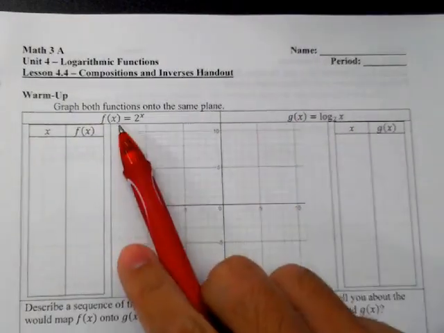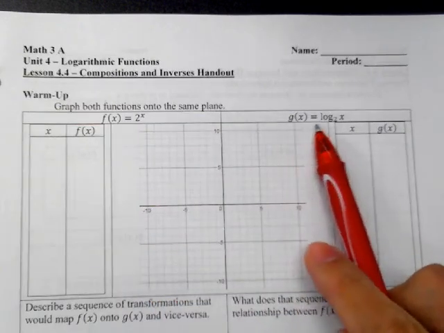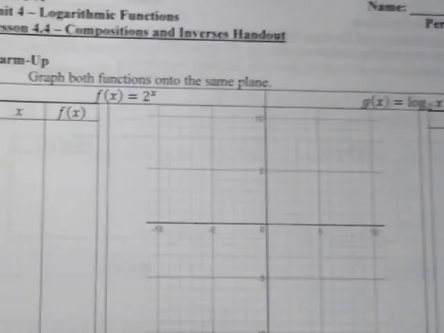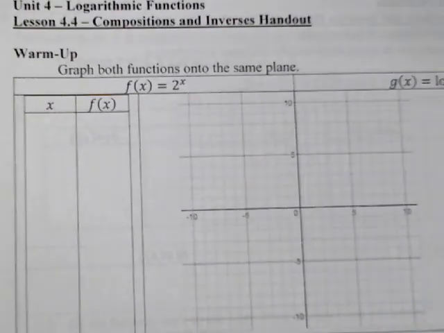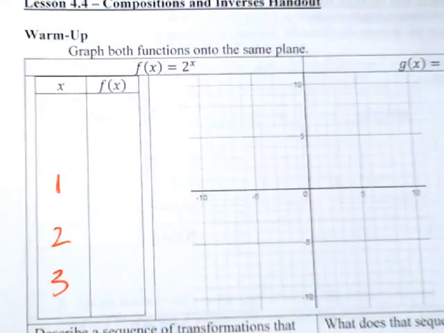Okay, so we're going to graph these two functions, f of x equals 2 to the power of x, as well as g of x equals log base 2 of x on the same grid. With all functions, the way you can graph them is you pick x values, plug them in, and get the y values. So the first numbers you probably think of are x is 1, 2, 3.